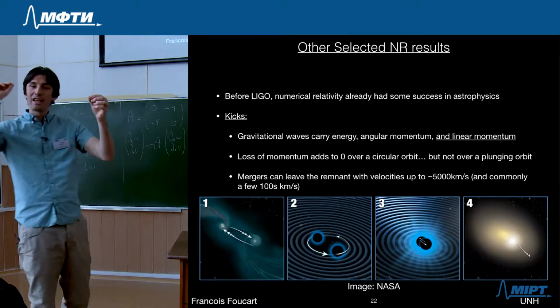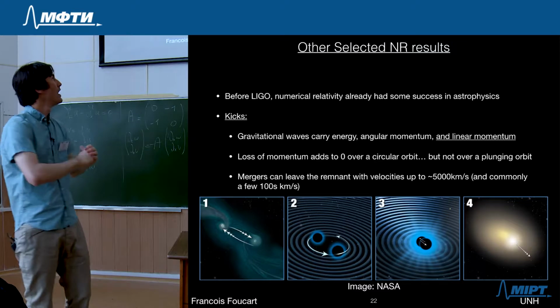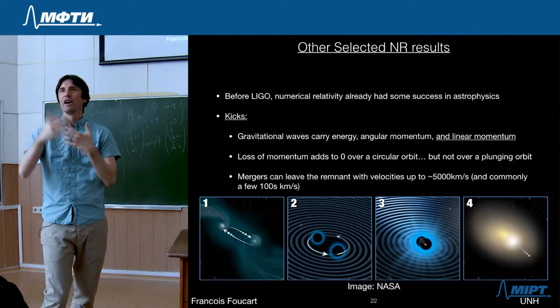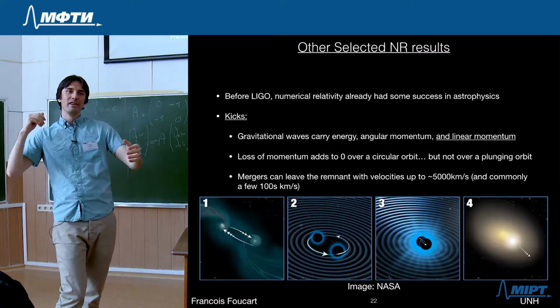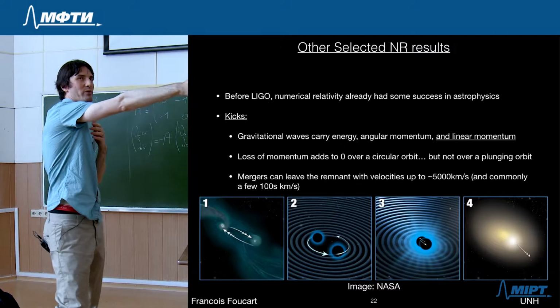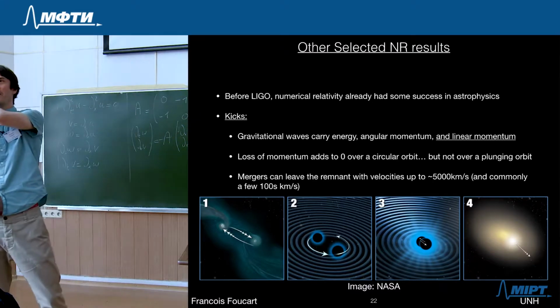But during the last plunge of the small black hole into the big black hole, for example, there is no cancellation of the linear momentum loss, and that means that you lose momentum to gravitational waves in one direction, and by conservation of momentum, your black hole is kicked in the opposite direction.